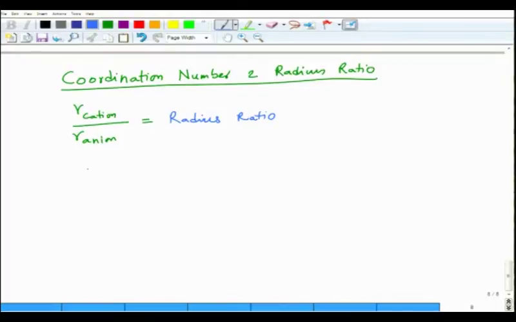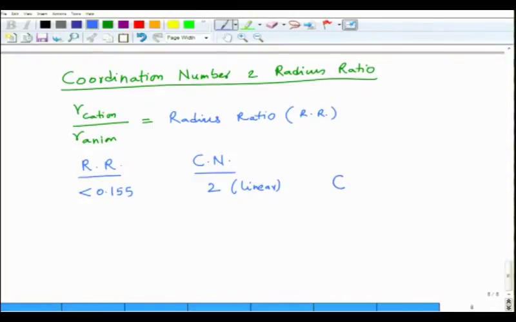So for example, there are various kinds of ratios which are possible. If I take, let us say, this as RR, so when RR is less than 0.155, which means when the cation is very small as compared to anions, in that case the coordination number which is preferred, so I can write this as CN, is 2. This is called linear coordination, okay.